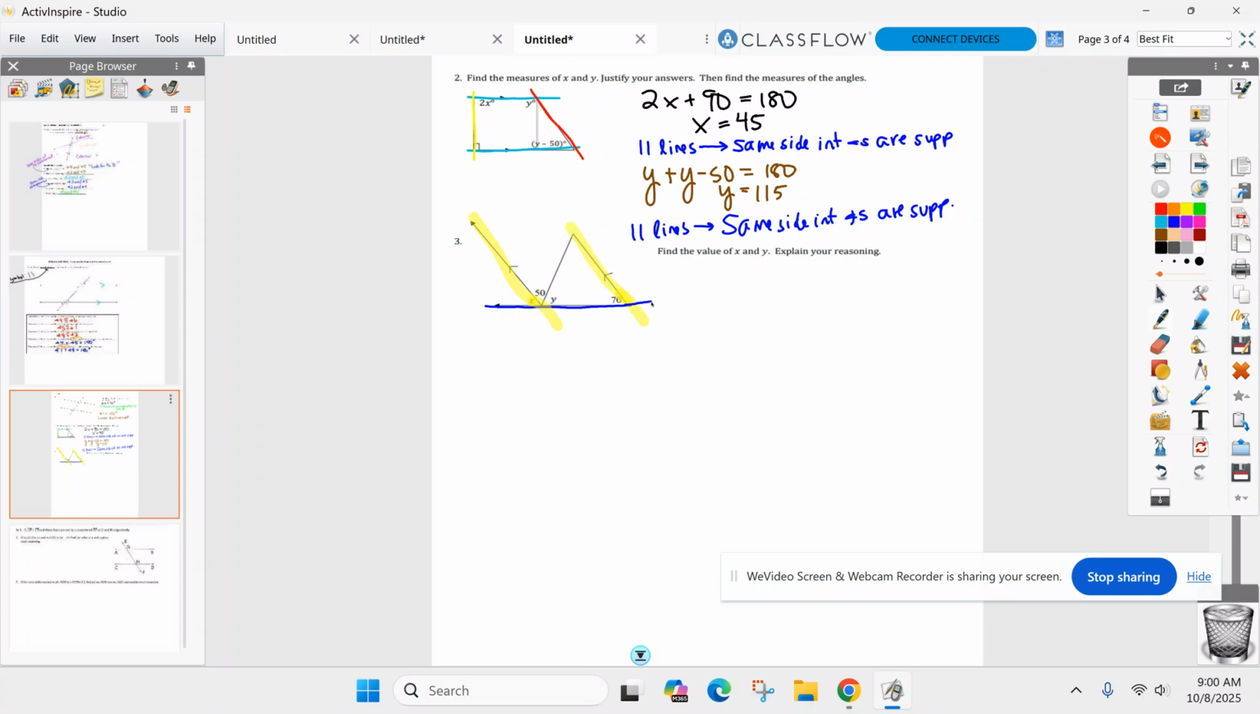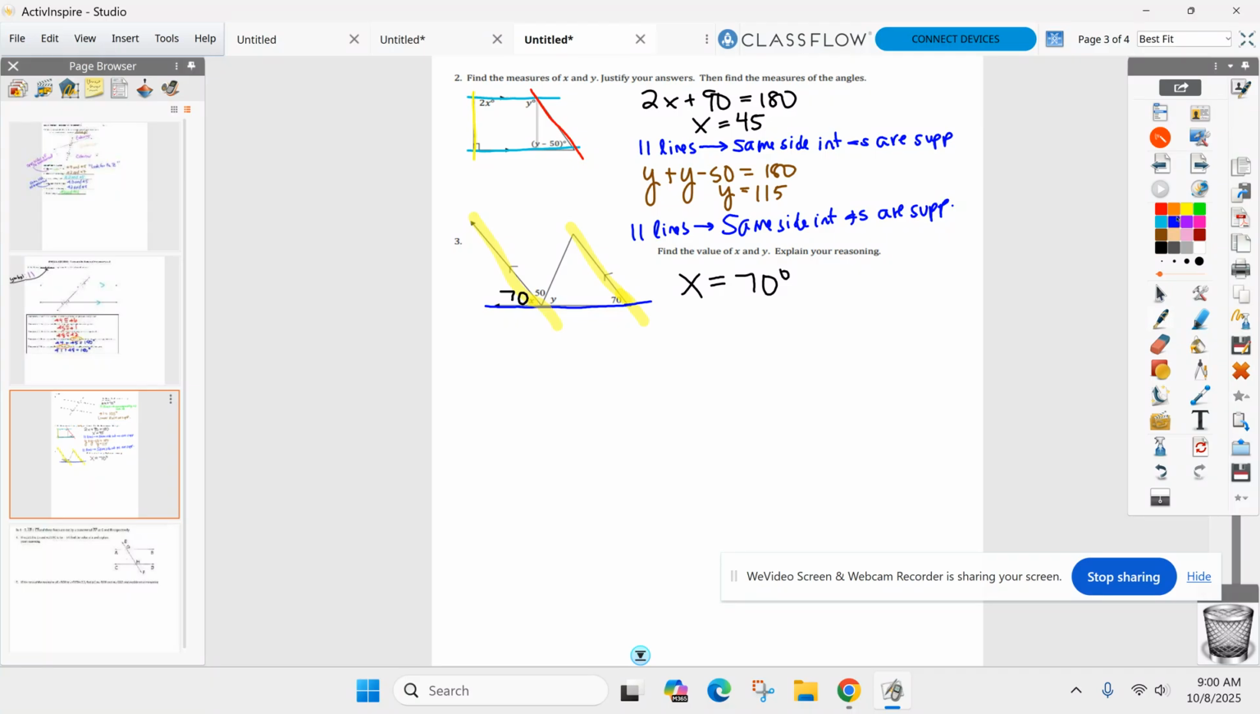70 and X are corresponding. Whoa, we got a winner right there, yes. If I take this 4-pack, slide it down, 70 and X will match up. Look at that, X equals 70. And I had a lot of hands up. Awesome, X is 70. Of course, explain our reasoning.